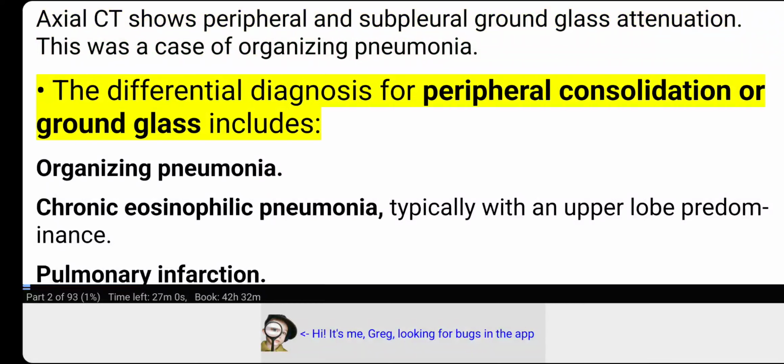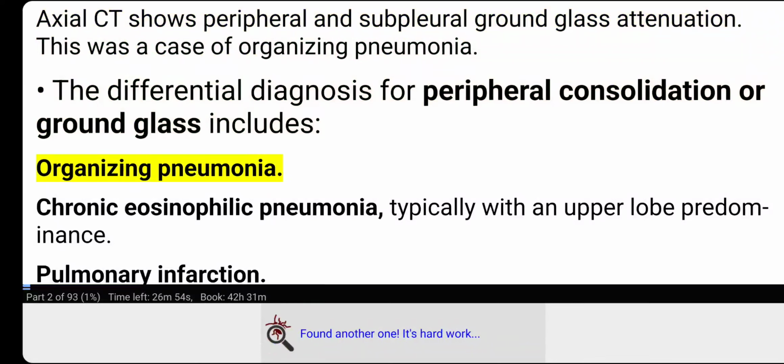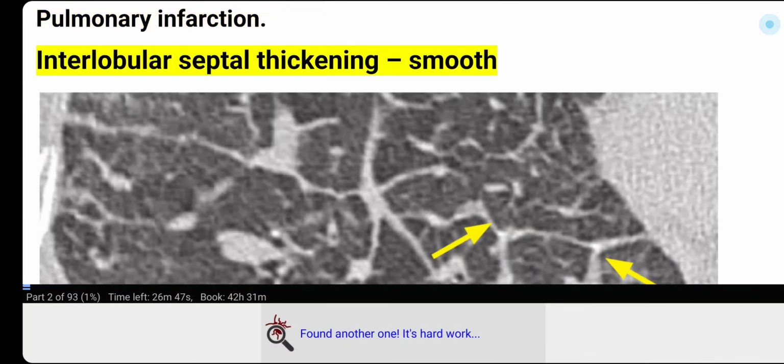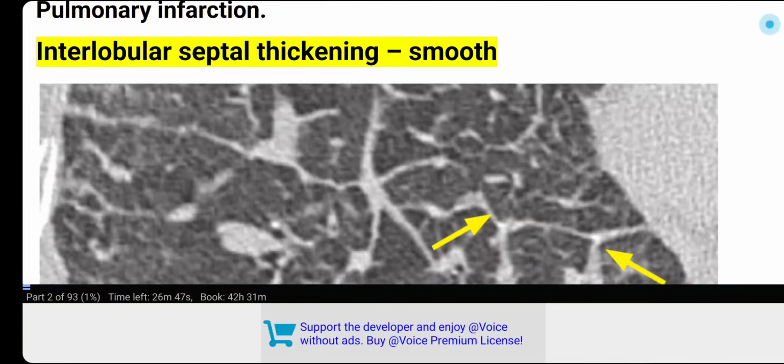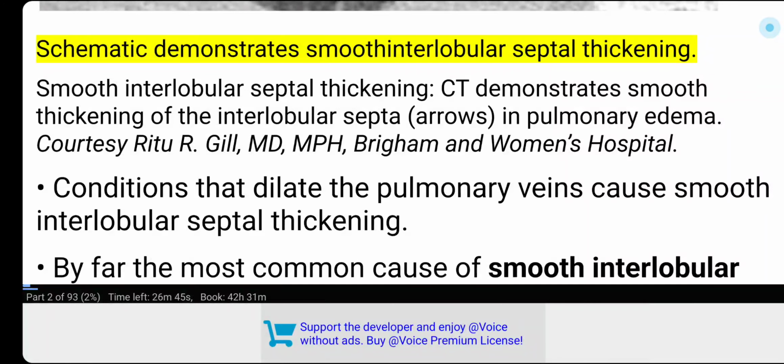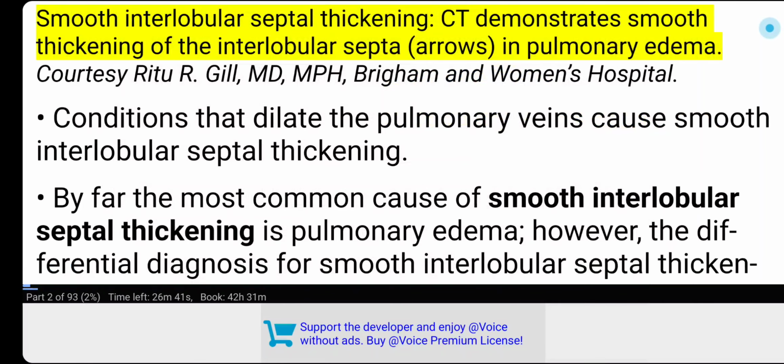The differential diagnosis for peripheral consolidation or ground glass includes organizing pneumonia, chronic eosinophilic pneumonia, typically with an upper lobe predominance, pulmonary infarction. Interlobular septal thickening, smooth. Schematic demonstrates smooth interlobular septal thickening. CT demonstrates smooth thickening of the interlobular septa, arrows, in pulmonary edema.